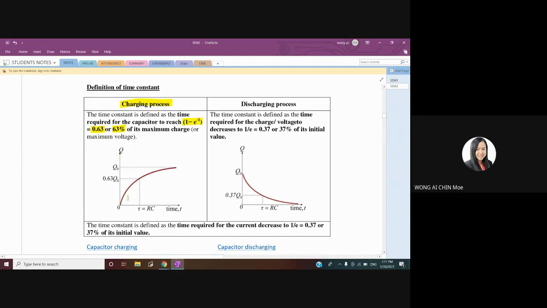For example, in the charging process, initially there's no charge. When we turn on the power supply, the charge slowly flows into the capacitor, so the charge is increasing until the maximum value inside the capacitor. Say the maximum value is 1 coulomb. When the time equals the time constant RC, the charge at that moment is 0.63, or 63%, of what is stored inside the capacitor. From here we can find the time constant.